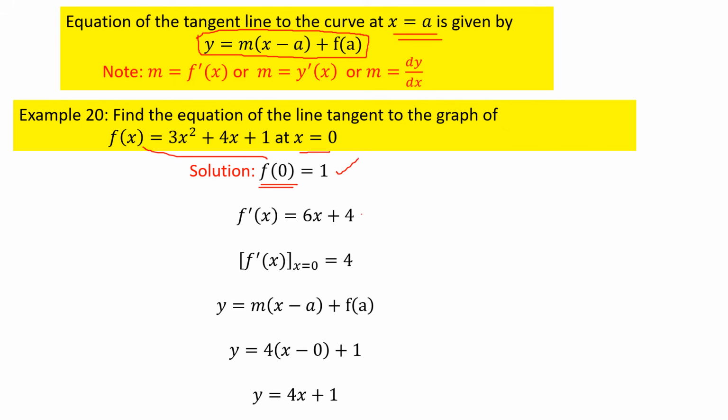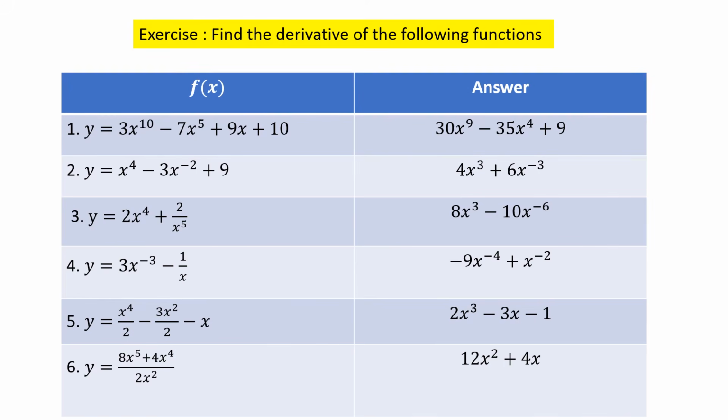Then second step, find the derivative. The derivative of 3x power 2 will give you 6x. The derivative of 4x will give you 4. And then in the derivative, substitute x equal to 0. So my derivative, if I substitute x equal to 0, will give us 4. Then write the formula. And finally, by simplifying this, we will get y equal to 4x plus 1.